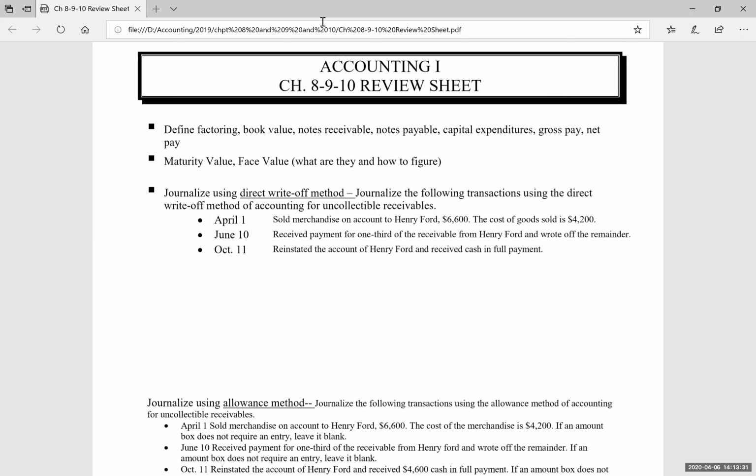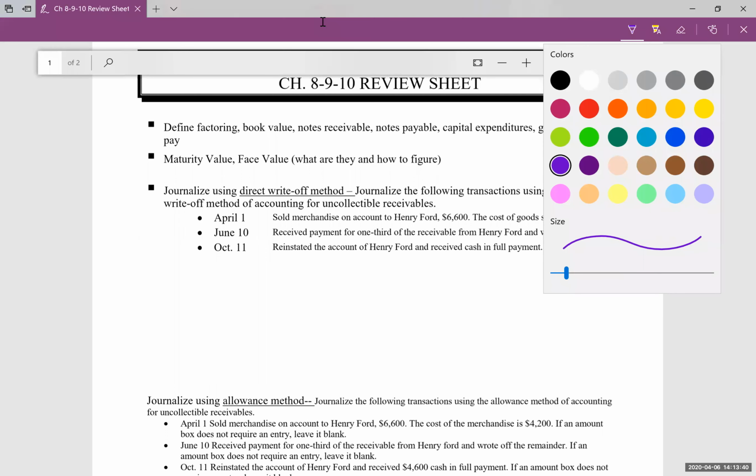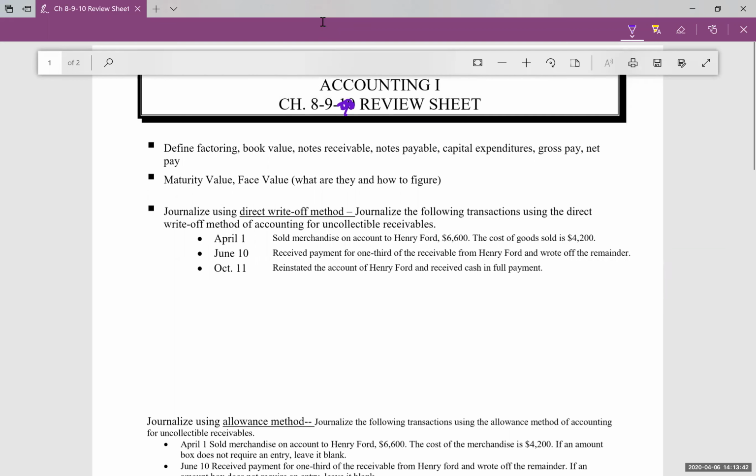This is the review for our next test, which covers Chapter 8 and Chapter 9. There is actually not going to be any of Chapter 10, so it's just Chapter 8 and Chapter 9. There are 4 true-false problems, 4 multiple choice problems, and 5 exercises or problems that require journal entries. It is taken out in Cengage, 75 minutes, 1 attempt.